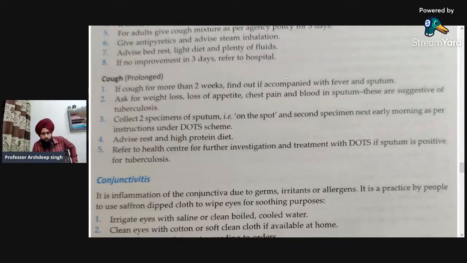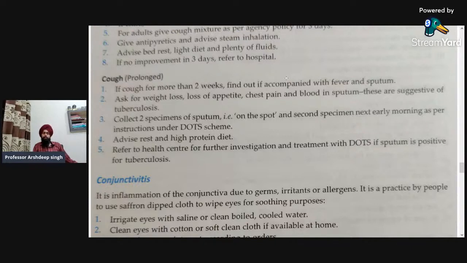And how would we manage and diagnose if the tuberculosis is present? Then collect 2 specimens of sputum, one on the spot and second sputum next early morning as per the instruction in the DOT scheme. Under the DOT scheme, we have to take the two sputum samples for culturing in the lab. Okay, one should be done on the spot, and second one on the next day. Next, advise rest and high protein diet. So that is beneficial in case of the person having long cough or in case of tuberculosis.